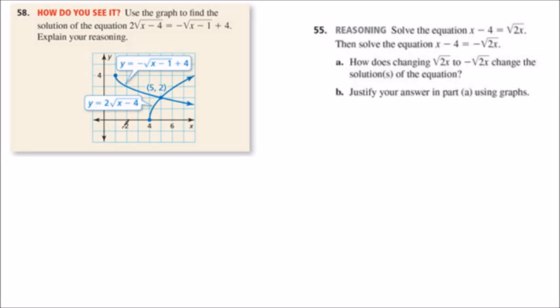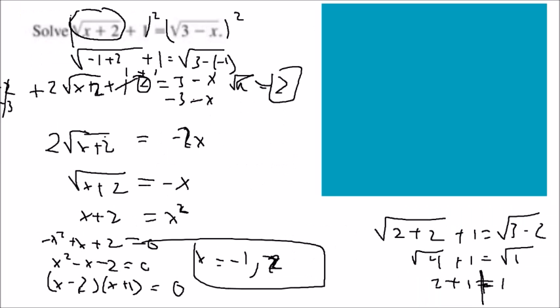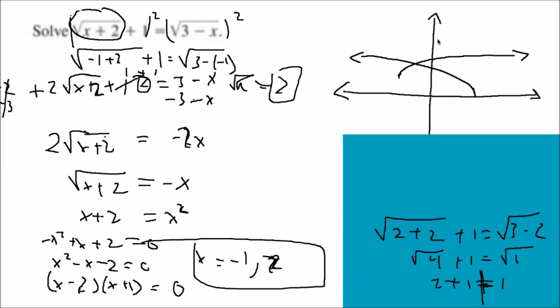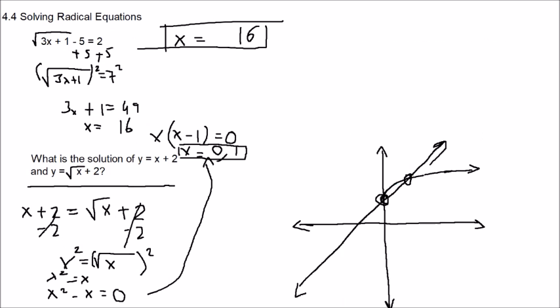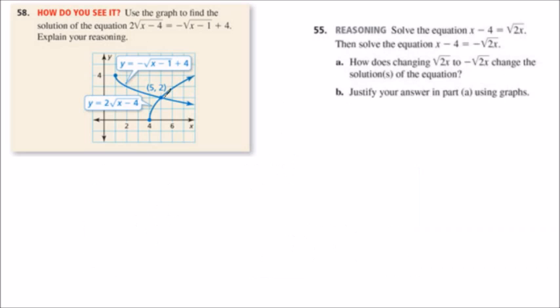Next, how do you see it? Use the graph to find the solution of this equation. I'm not solving this equation. You can solve it by yourself if you want to. But use the graph to find the solution of the equation. And I've shown you a bunch of graphs already, right? That shows you the solution of the equation. It's right there, and it's right there, these 2 points. So the solution is just them two crossing, which is the point 5, 2.